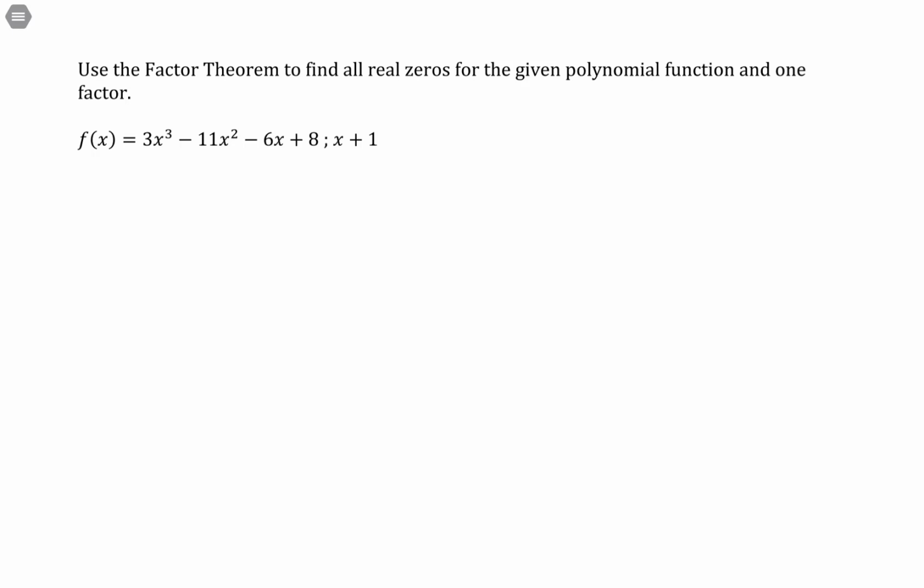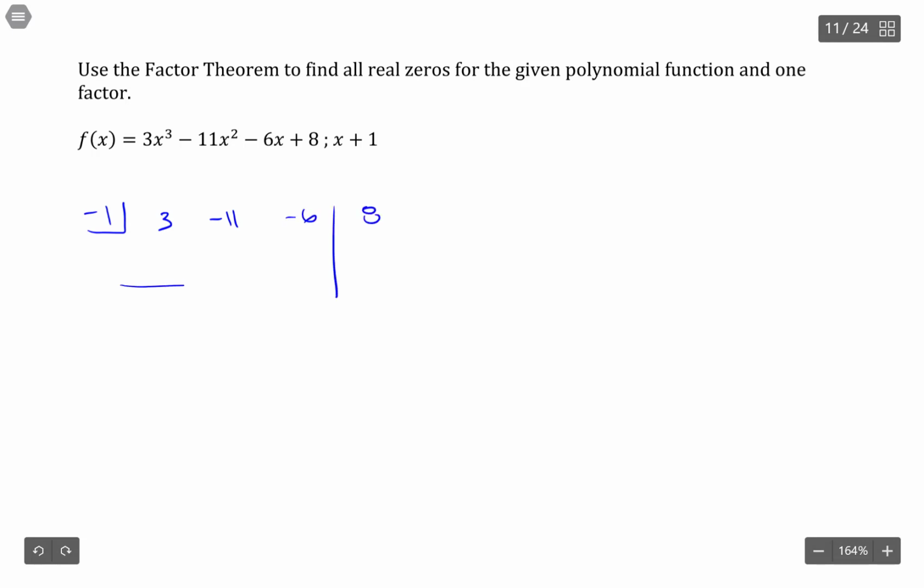And the way that we will factor that out is to use synthetic division, because this is a factor of the form that is linear with a leading term coefficient of 1. So we take the factor and turn it into a 0 and factor that out of the polynomial's coefficients. So 3, negative 11, negative 6, and 8. And then we'll start the process of synthetic division. So we'll bring the 3 down.